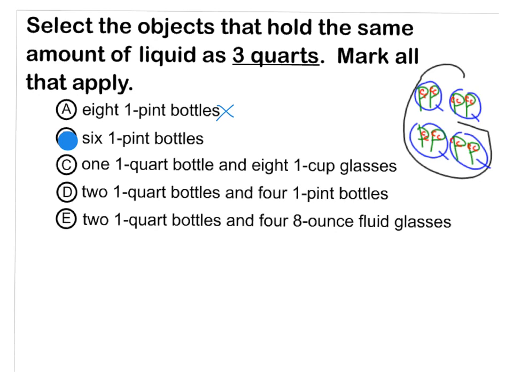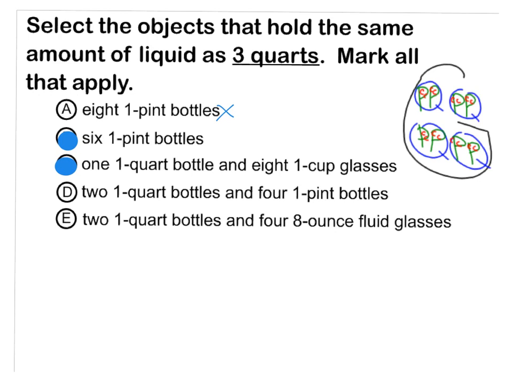Now let's look at letter C. 1 1-quart bottle and 8 1-cup glasses. So if we look over here, I see 1-quart bottle and 8 1-cup glasses would be 1 quart and 2, 4, 6, 8 1-cup glasses. Therefore, I know C would also represent 3 quarts.